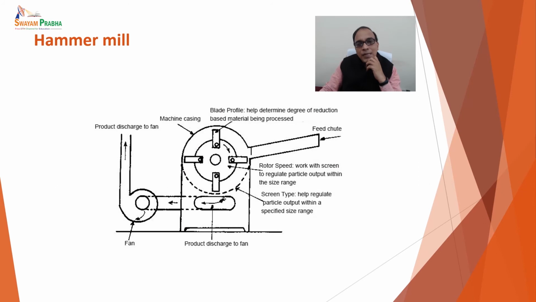Let's see the diagrammatic representation of the hammer mill. What you can see is a feed tube. The feed is entering from this place, and what is happening here is that the blades are there. These are the blades you can see here.